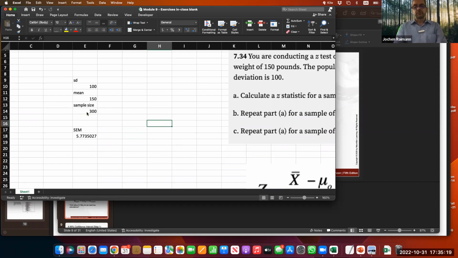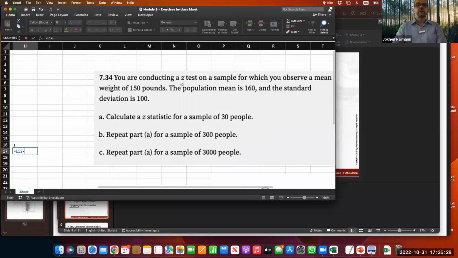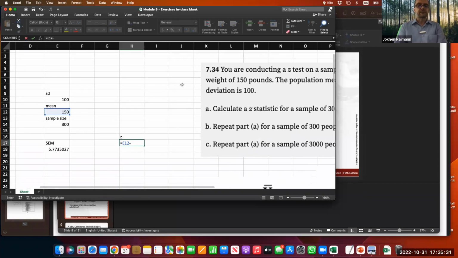So now if you want to do hypothesis testing, you calculate a Z-score. A Z-score is calculated as X minus the mean. The population mean is 160, so this is X minus 160 divided by the standard error of the mean. So that's the Z-score. We know our Z-score is minus 1.73. That means that the population mean is larger than your sample mean.